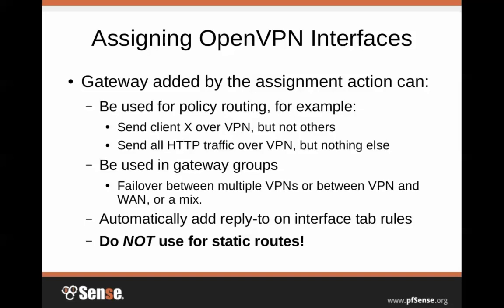Because the gateway is there, it will automatically add reply-to on the interface tab rules for this particular VPN, which we'll get to in a moment. But whatever you do, do not use it for static routes. Under System and Routing on the Static Routes tab, it will let you select it there, but do not ever use it for that. It is not meant for that. They might work once, then stop, or you'll have all kinds of other problems. If you need static routes, actually code them in OpenVPN in the remote networks or advanced options. Just don't bother putting them there. It's just an accident waiting to happen.